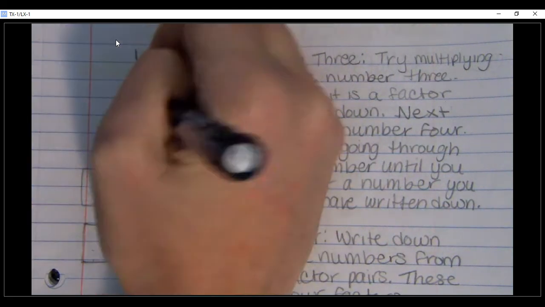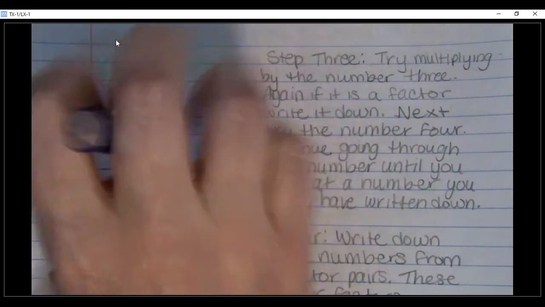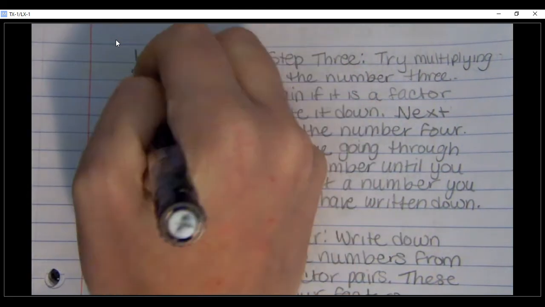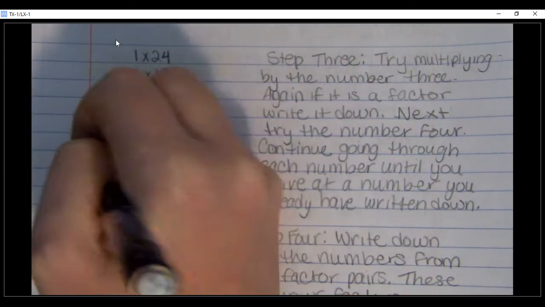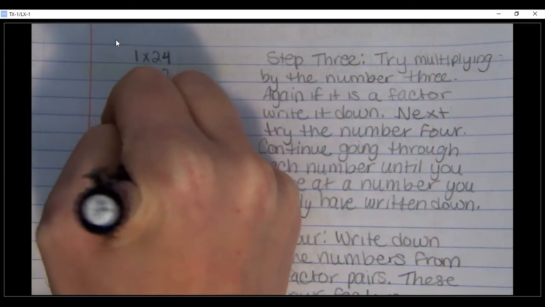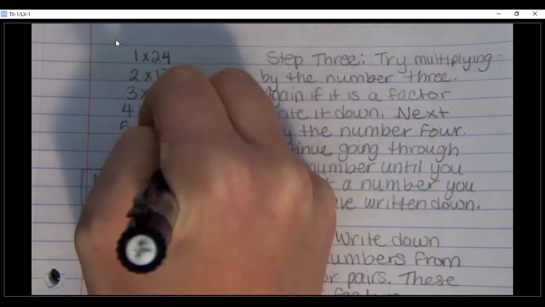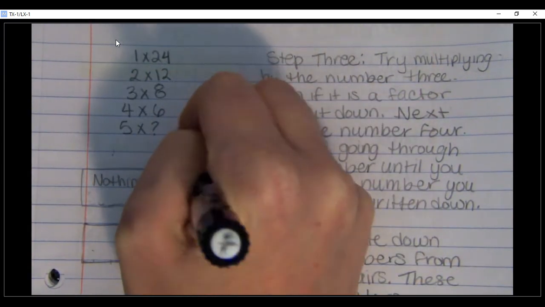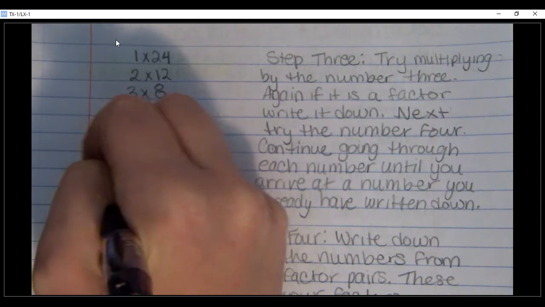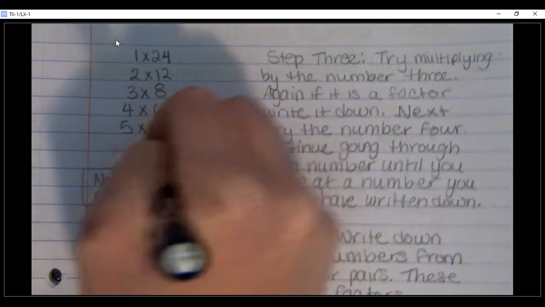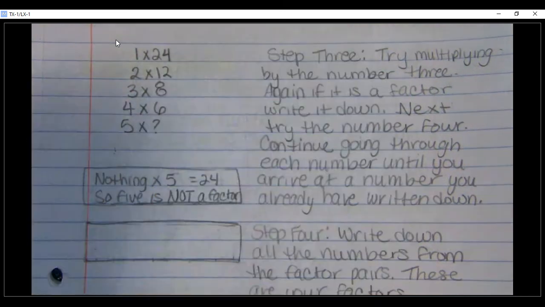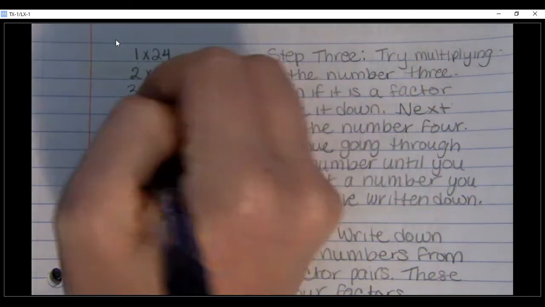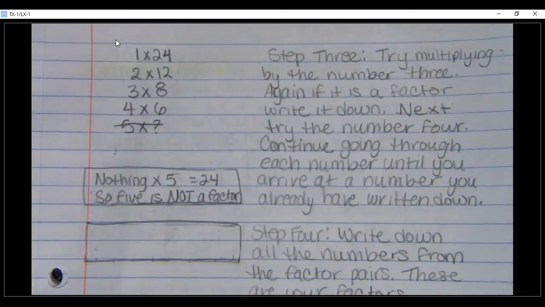Uh-oh, there's nothing that equals 24 when we multiply by 5. So I'm just going to write that down so you know in the future why we didn't have 5. Because nothing times 5 equals 24. So 5 is not a factor. Okay, so we know 5 is not an answer. That's okay. We're going to move on.